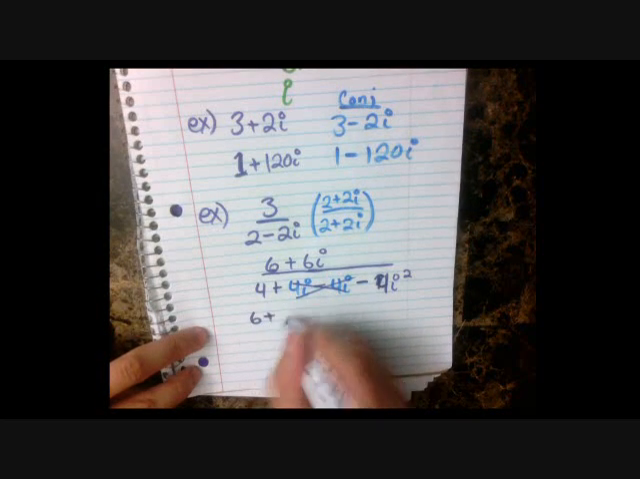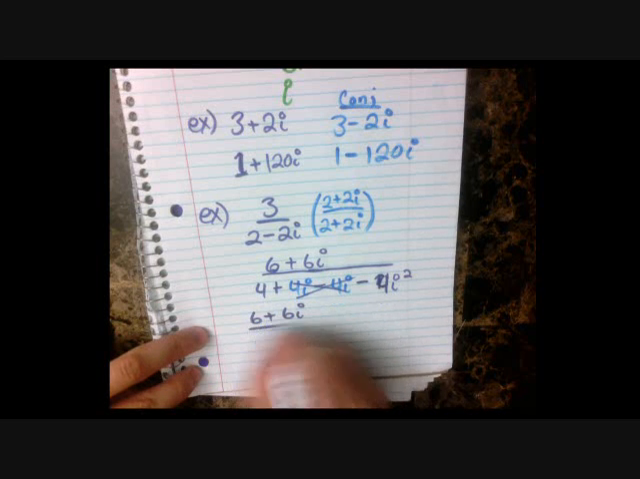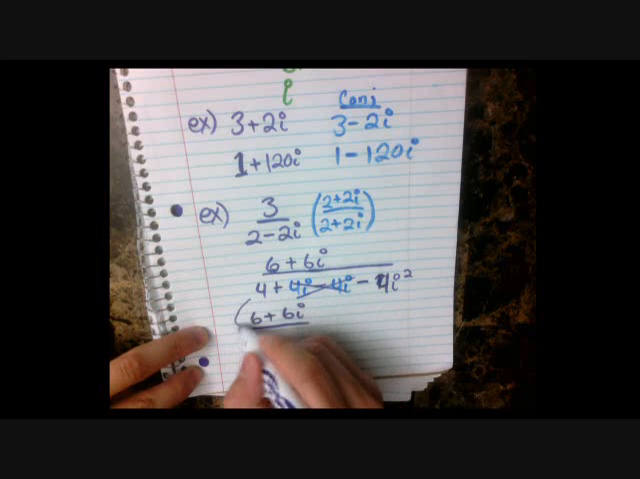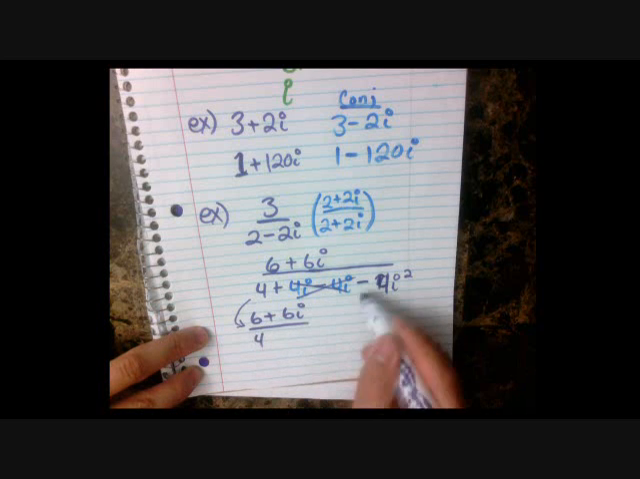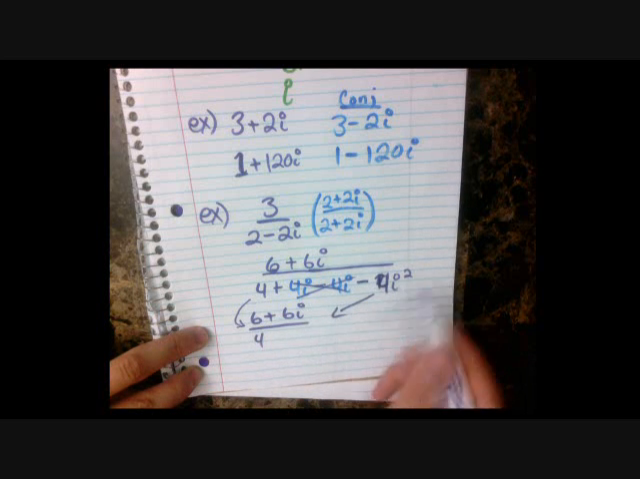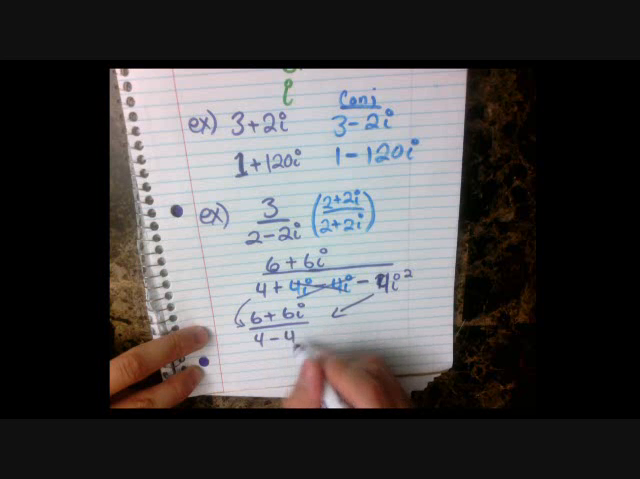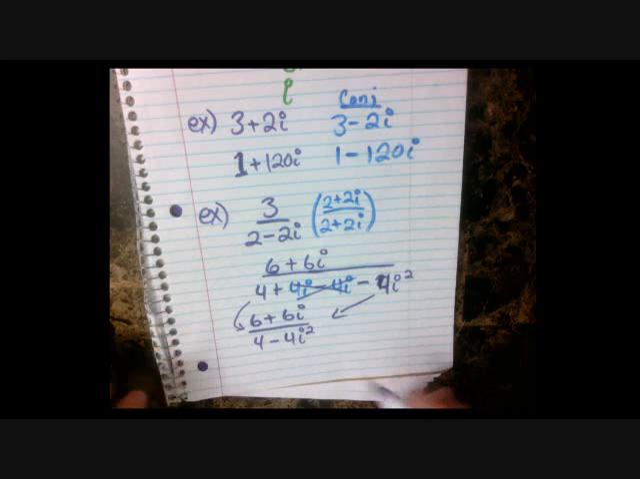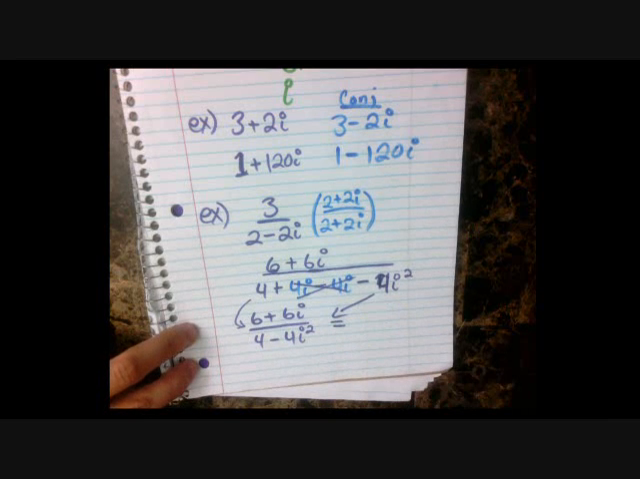6 plus 6i, and I'm just rewriting the top all over, and we eliminated the middle part, so let's bring down what's left over. Our 4, and whatever was over here, our negative 4i squared. Alright? We're almost done. We're just going to simplify a little bit further.